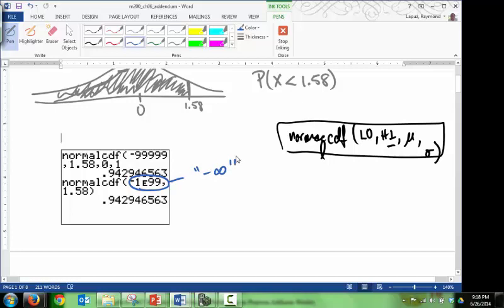One e to the 99 will be our version of infinity. Okay, so whenever you're using normal CDF and then you're saying it's less than something or even greater than something, you're looking at greater than something being going off to positive infinity, we'll consider that 1 e to the 99. And then my notation here got messed up.